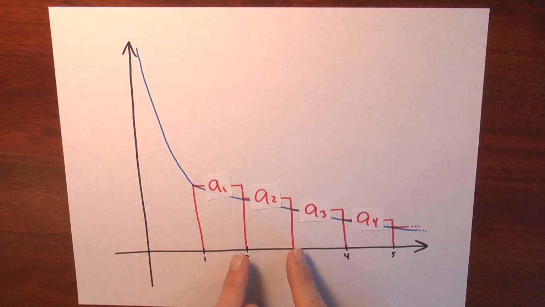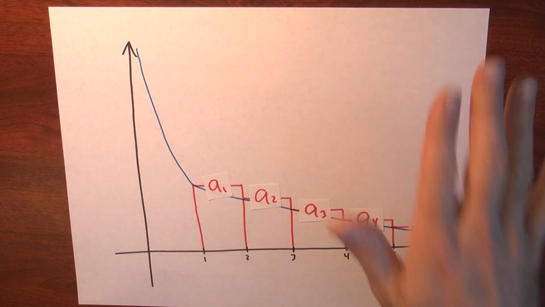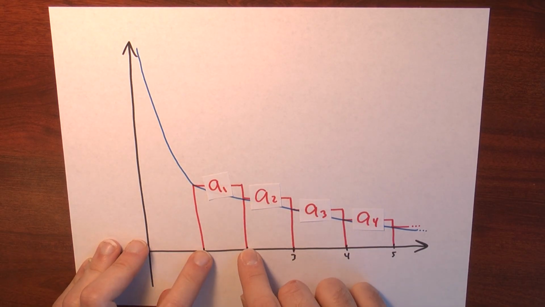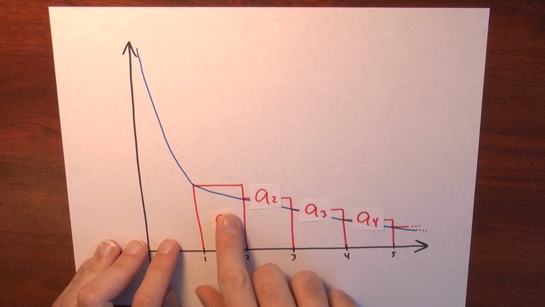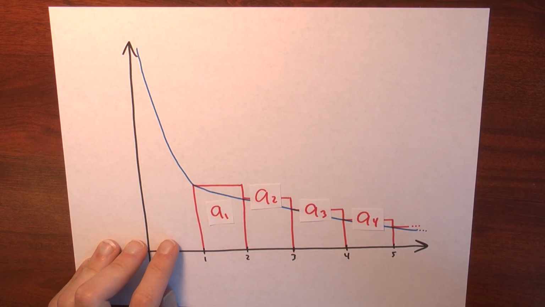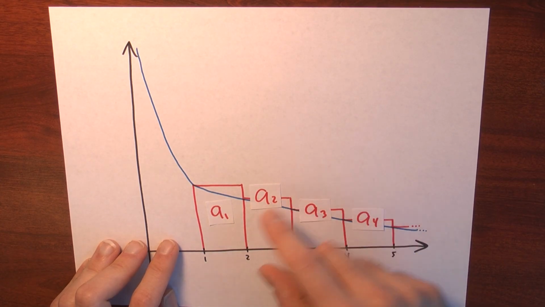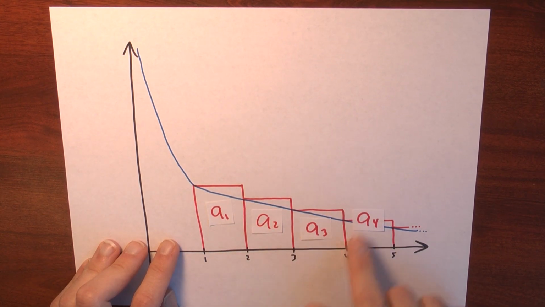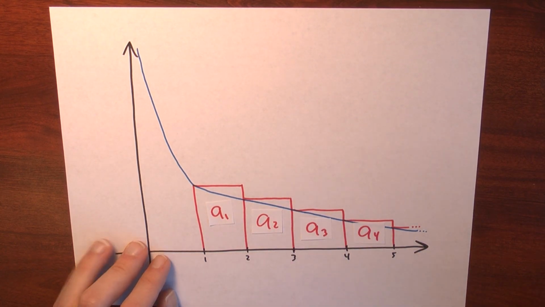Now, since the boxes each have width 1, it's easy to calculate their areas. The area of the first box is 1 times its height, which is a sub 1. So the area of the first box is a sub 1. The area of the second box is its width 1 times its height a sub 2. So the area of the next box is a sub 2. And so on. The area of the next box is a sub 3. The area of the next box is a sub 4.